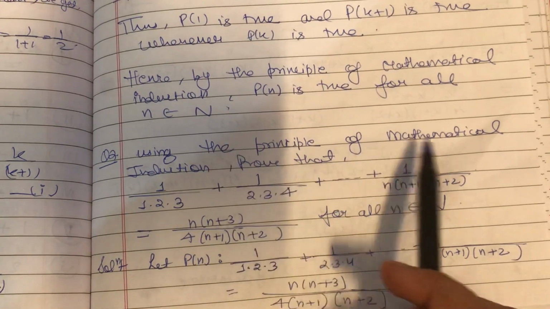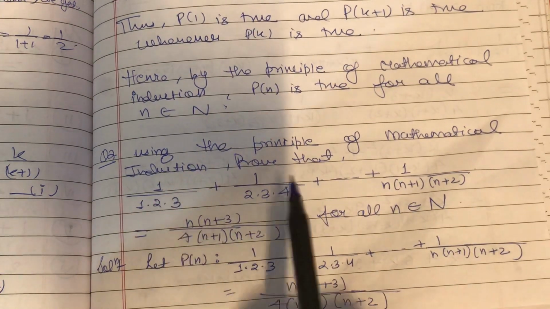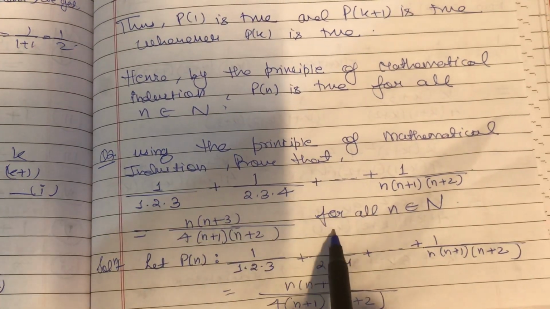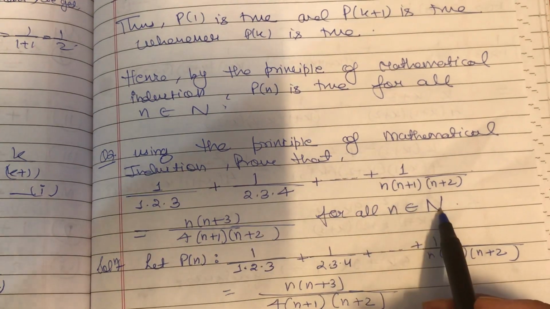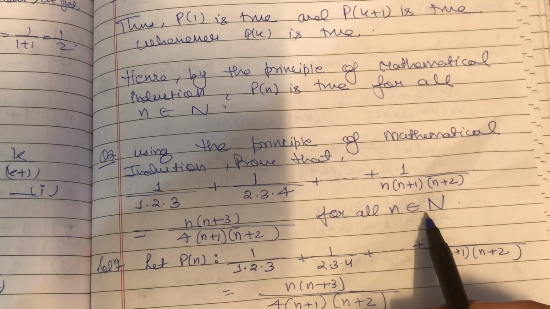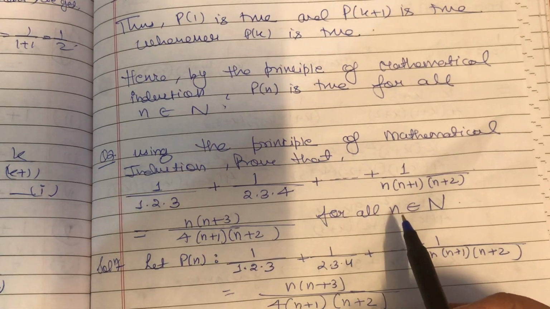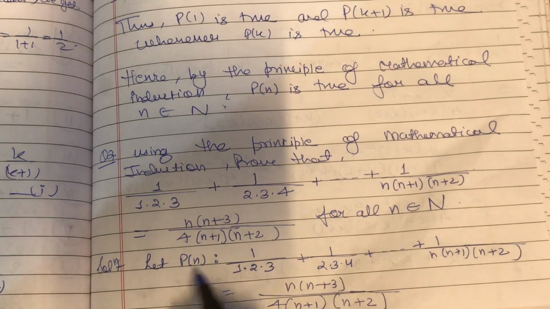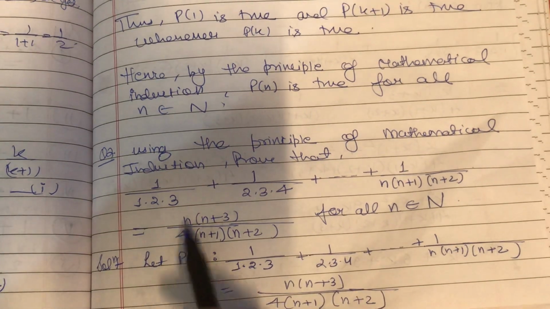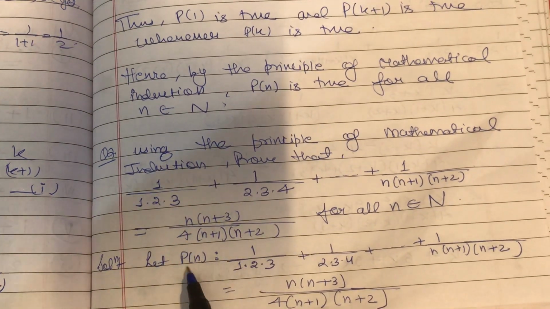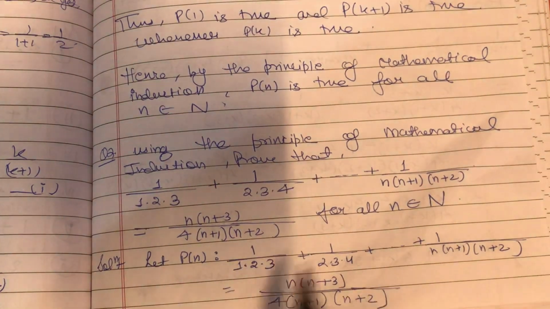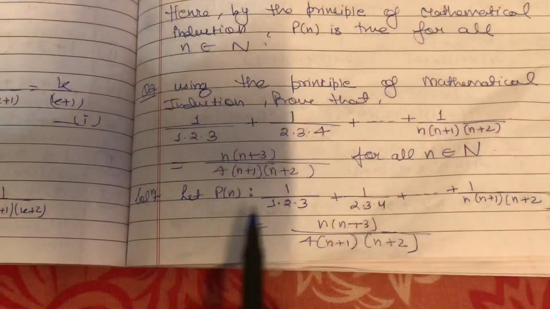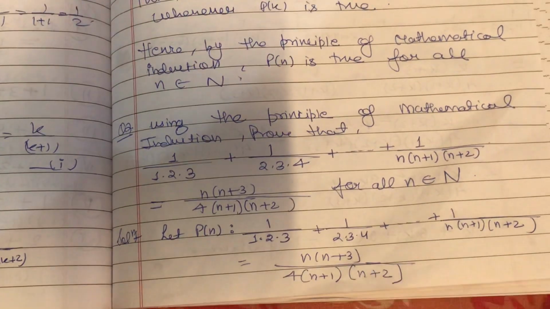Now using PMI, prove that this equals this much. This is the given expression, and we know that n means natural number. PMI is basically for natural numbers only. So first step, whatever the given statement is, consider it as a principal statement. So I have written the principal statement such that this is equal to this much, exactly the same as per the question.